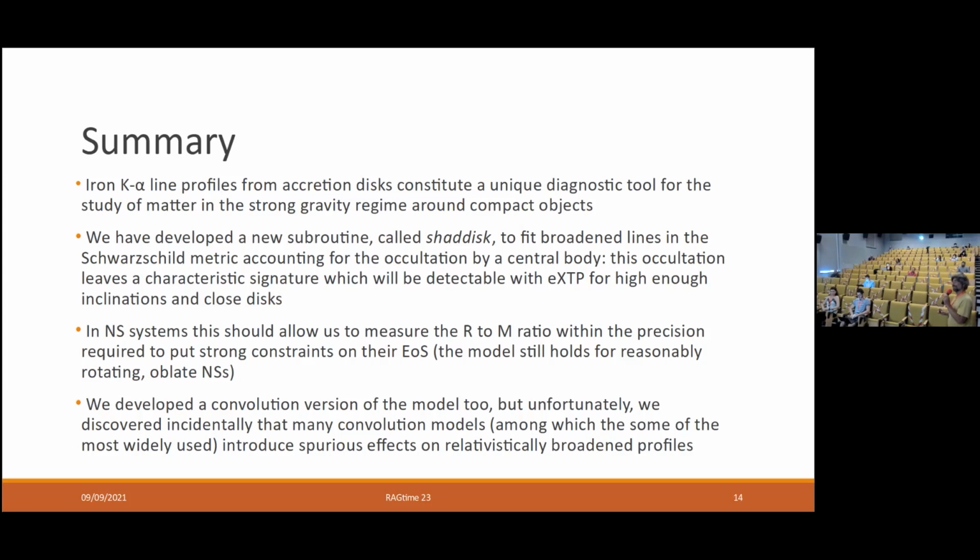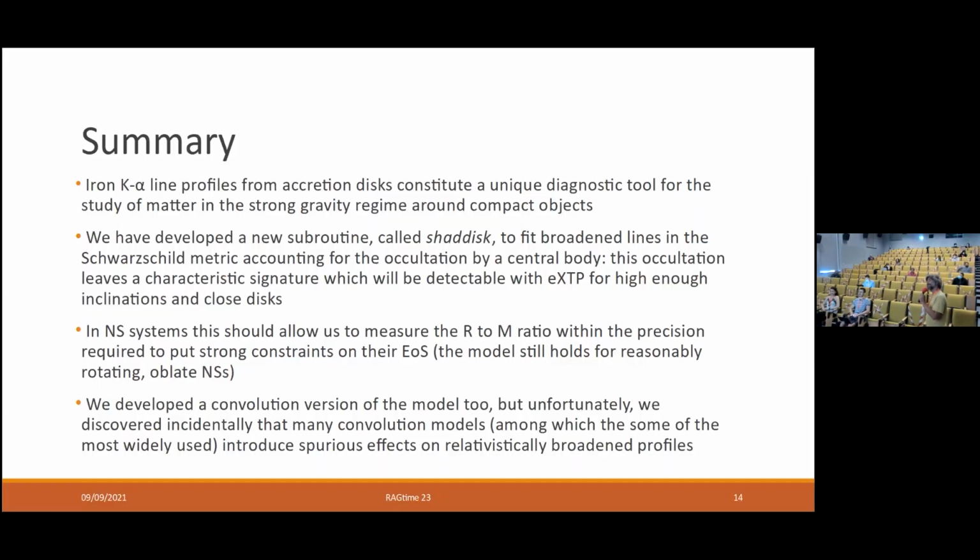I have one question, if I can. When you are calculating these iron line profiles, you assume that the iron line is everywhere the same? Yes, this is of course an approximation that the iron line would be everywhere the same, and this is why we have developed a convolution model, because we said, okay, if we want to have a blending of iron lines that come from different parts of the disk with different ionizations, of course, you would have to account for that.